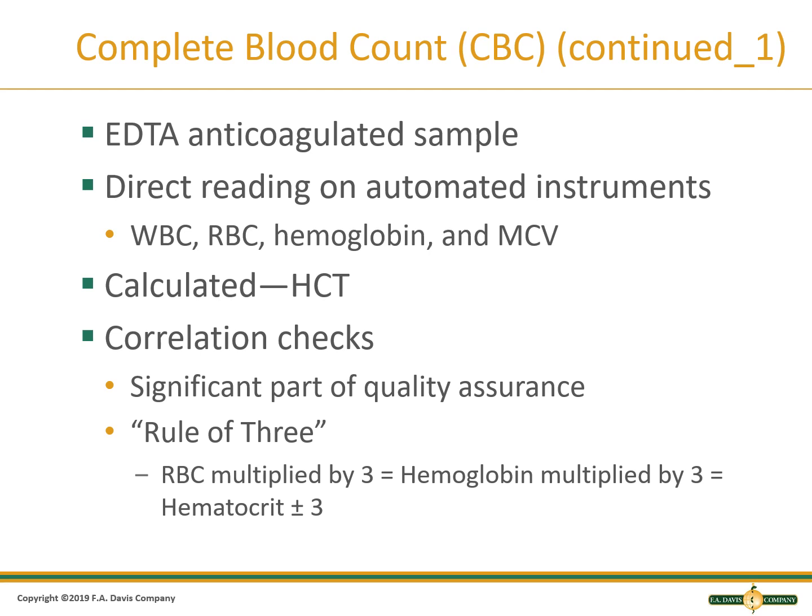There are also some correlation checks that we learn to make sure everything jives on a CBC, which is a significant part of the quality assurance, which is the rule of 3. So your red blood cell count is multiplied by 3, and that should equal your hemoglobin. And your hemoglobin multiplied by 3 should equal your hematocrit. So that's like a verification, a very simple calculation that you do to make sure everything lines up as it should. And we'll talk later more about if this doesn't line up, what are the reasons why, and how do you handle it, how do you troubleshoot it.